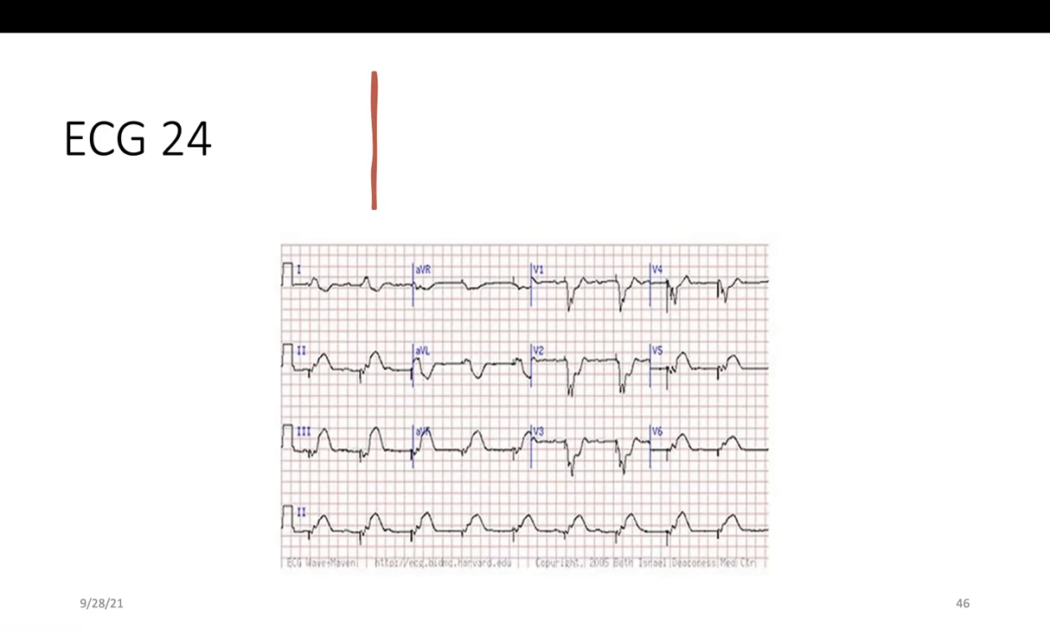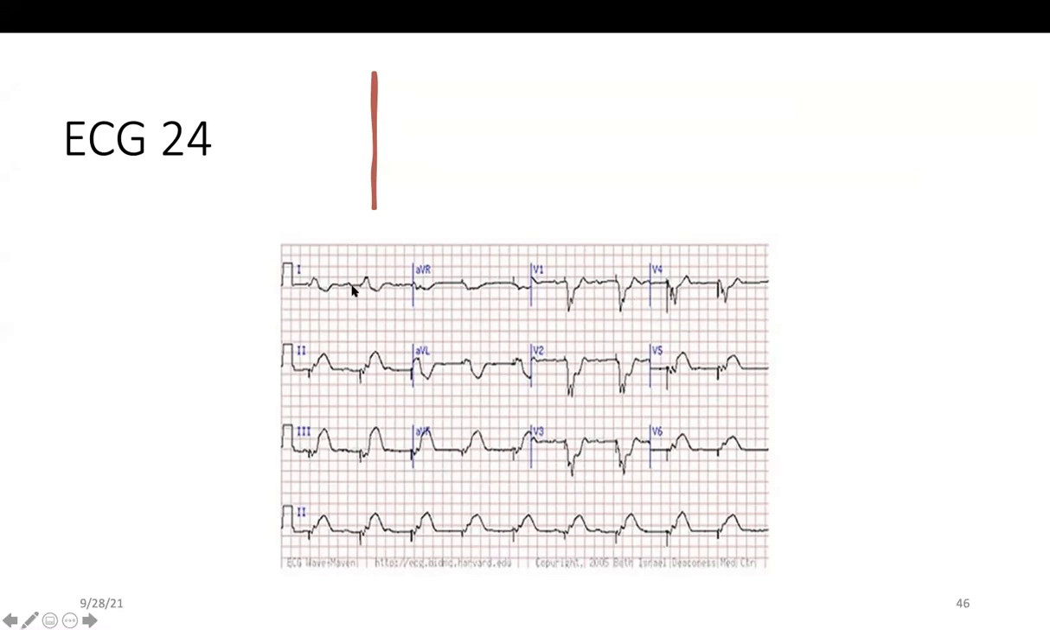When you look at the ECG, what do you see? The most prominent is what? The spike here is what? Paced rhythm, exactly. So it's a left bundle branch block pattern.